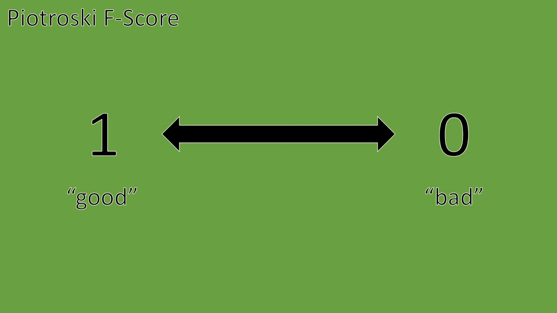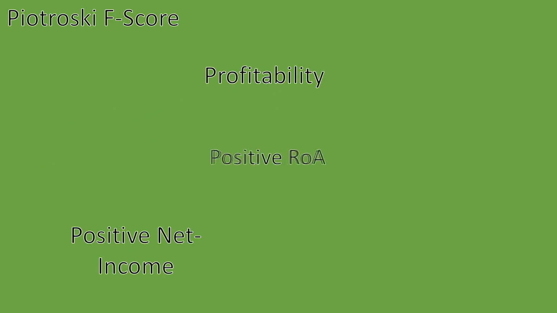But before we start with the categories, I want to mention that the score system is binary. This means an indicator can only be good, or 1, or it can be bad, or 0. There are no shades in between those two states. First, let's take a look at profitability. In this category, we have 4 indicators.